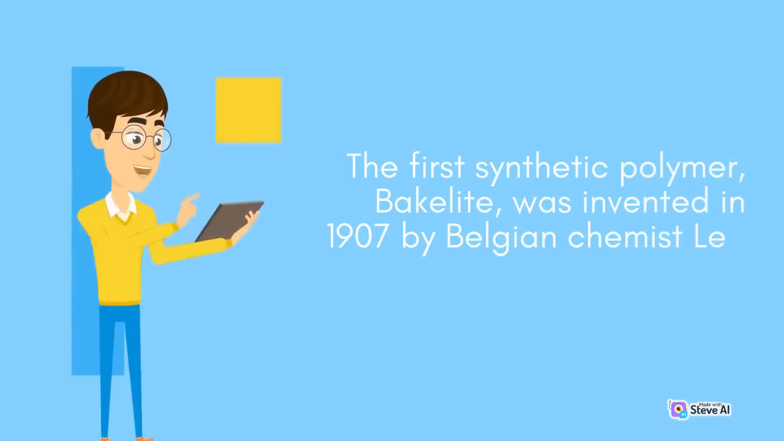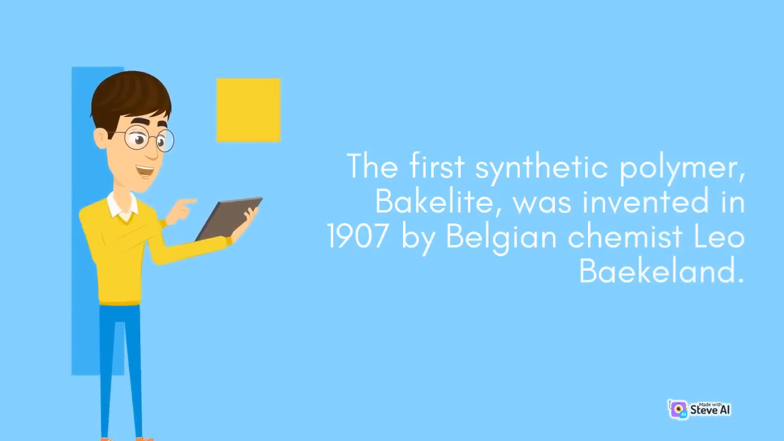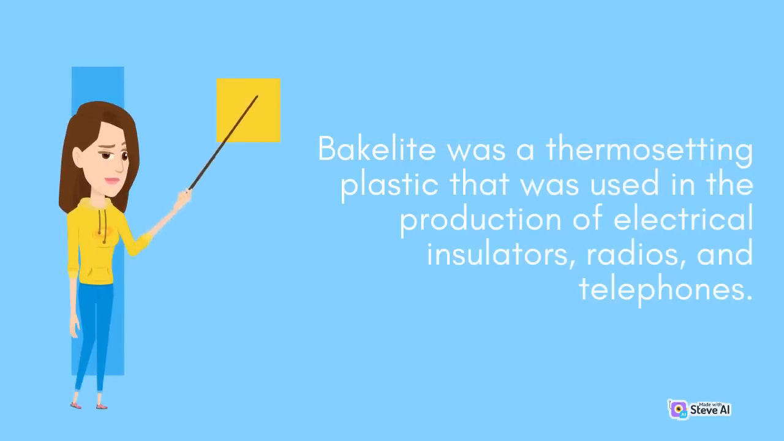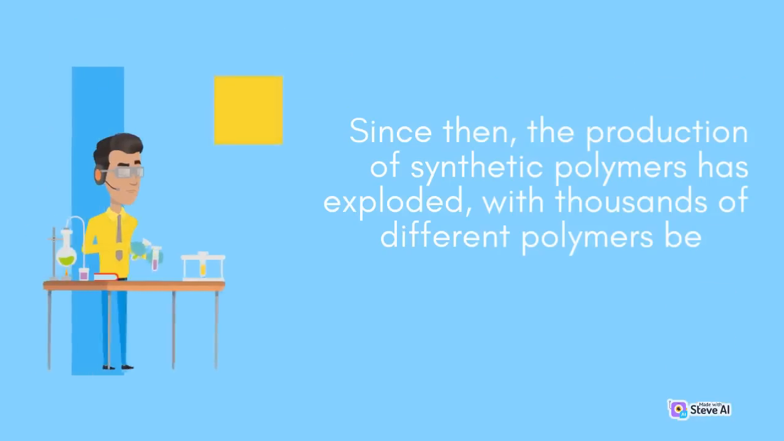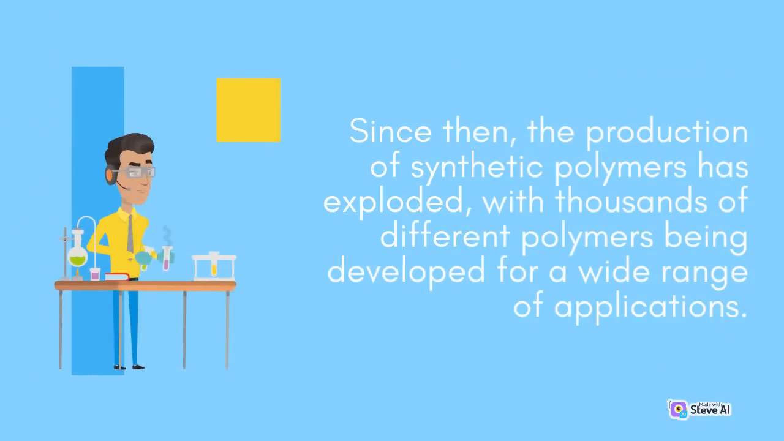The first synthetic polymer, bakelite, was invented in 1907 by Belgian chemist Leo Baekeland. Bakelite was a thermosetting plastic that was used in the production of electrical insulators, radios, and telephones. Since then, the production of synthetic polymers has exploded, with thousands of different polymers being developed for a wide range of applications.